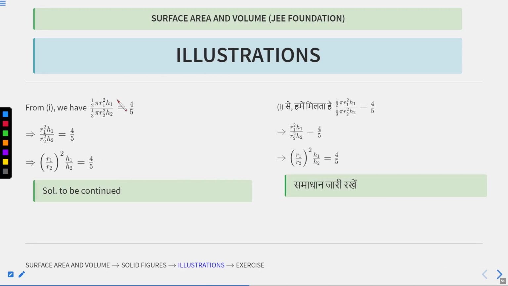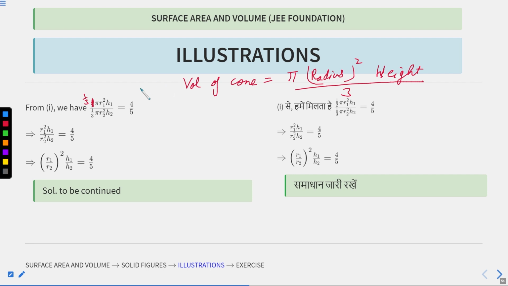So by using the formula, what formula do we use? The volume formula for a cone. It is not 1 by 2, it is 1 by 3, because the volume of a cone is equal to the area of the cylinder divided by 3. What is the volume of a cylinder? It is pi r square times the height. Okay, so I am using this.